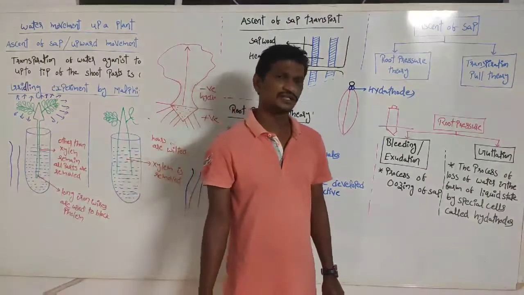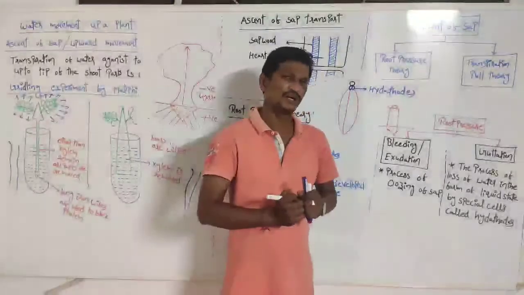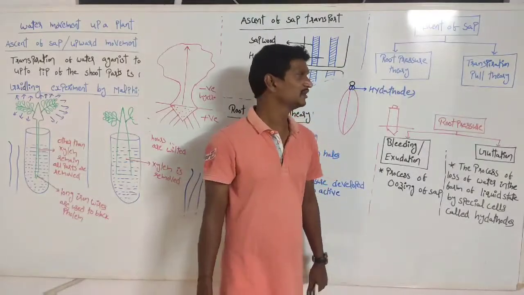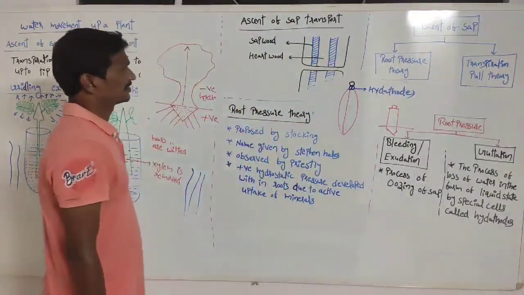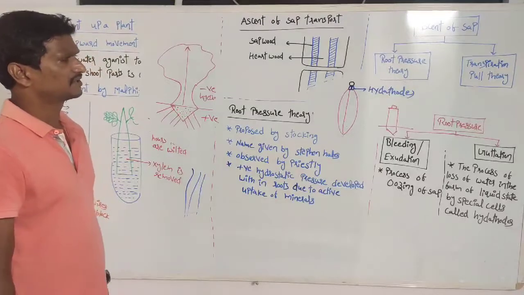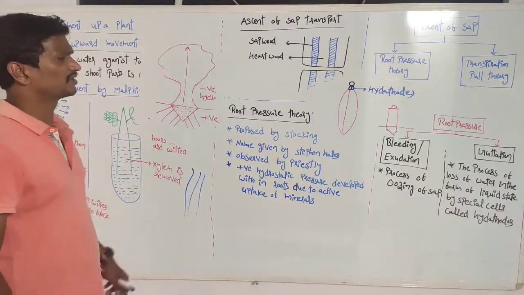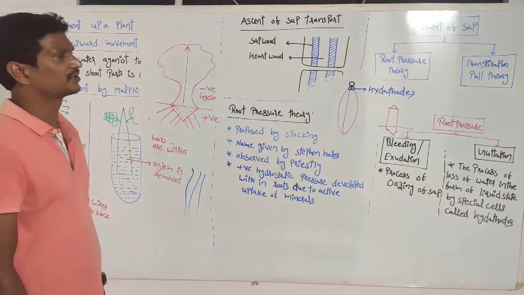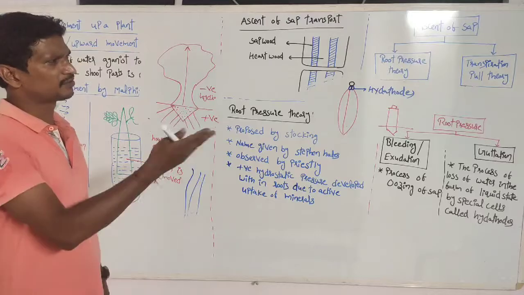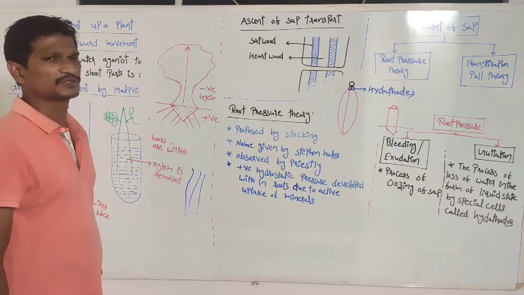Mostly guttation is seen in herbaceous plants. Right? That is the introduction for the ascent of sap, and again we will discuss some points regarding root pressure and the major points related to the transpiration pull theory.